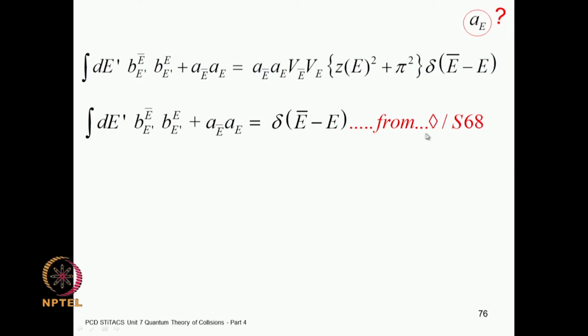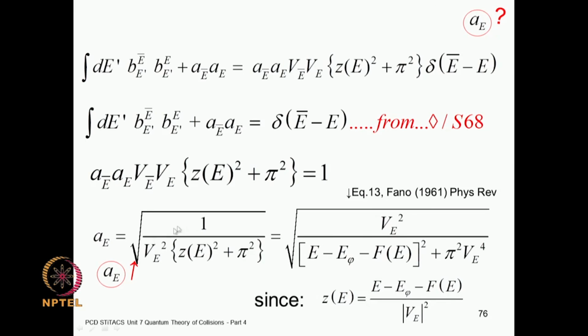Now, this is the relation that we have referred to earlier from slide 68, which I had indexed by a diamond. And now, if you look at these two relations, it is obvious that this factor over here must be equal to unity. The left hand sides of both the equations are the same, the right hand sides are very nearly the same except for this factor which must be equal to 1, and that tells you what the coefficient A E must be. This is what we were looking for.